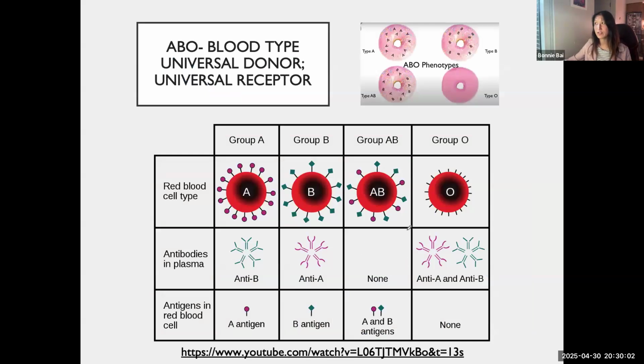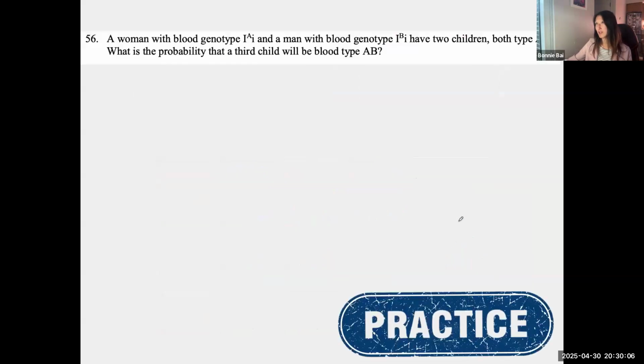Okay, ABO blood type, an overview. I think we're pretty confident with this. Here's an example with this. It already tells you the genotype. They have 2 children. Both children are AB blood type. What is the chance that the third child will be blood type AB?